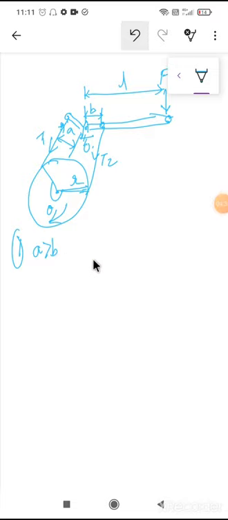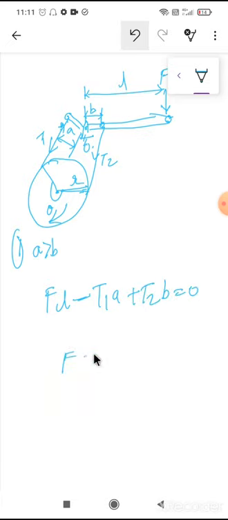Now for counterclockwise rotation of the drum, the tight side and slack side of the band are shown here, T1 and T2. Considering the forces acting on the lever and taking moments about the pivot, the equation will be F into L, minus T1 into A, plus T2 into B, equal to 0. So the force F will be equal to (T1 A minus T2 B) divided by L. As T1 is greater than T2 and A is greater than B, under all conditions the effectiveness of the brake will depend upon the force.